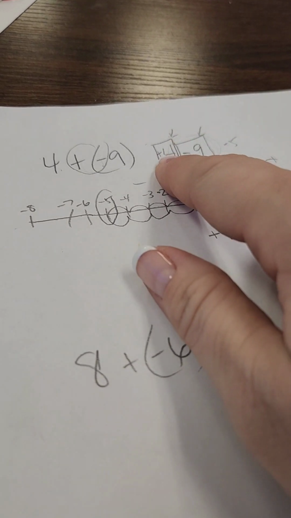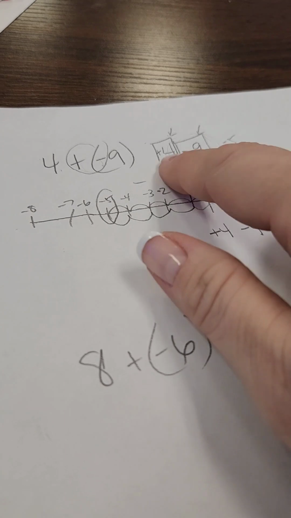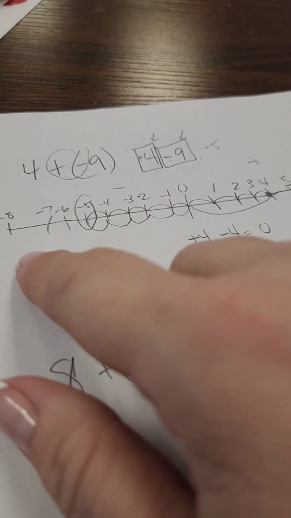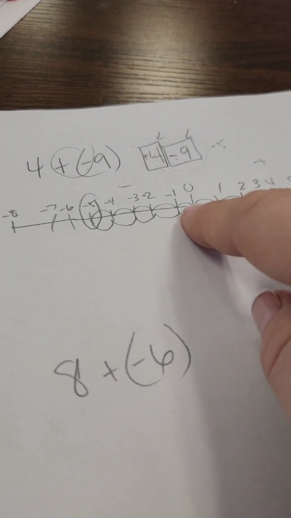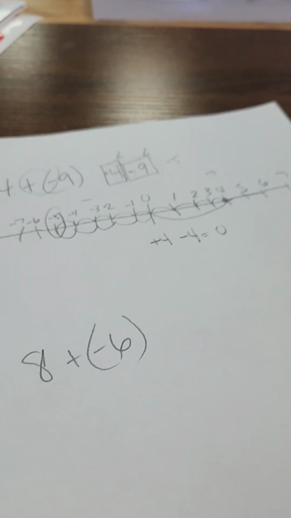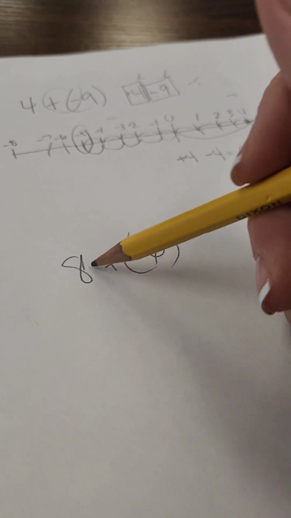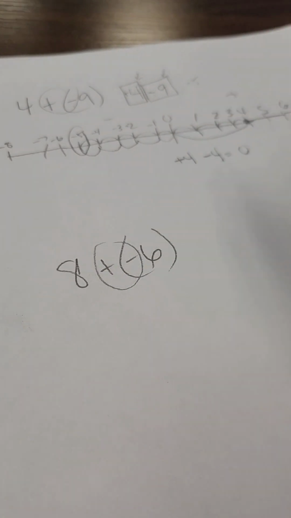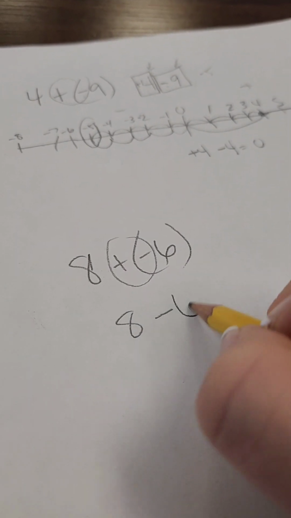So this one's 4 minus 9. Well, I know that 4 minus 4 is 0, so I know I'm going into the negative. 4 minus 4 is 0. 5, 6, 7, 8, 9. It's -5. So this one, 8 plus -6, this is 8 minus 6.